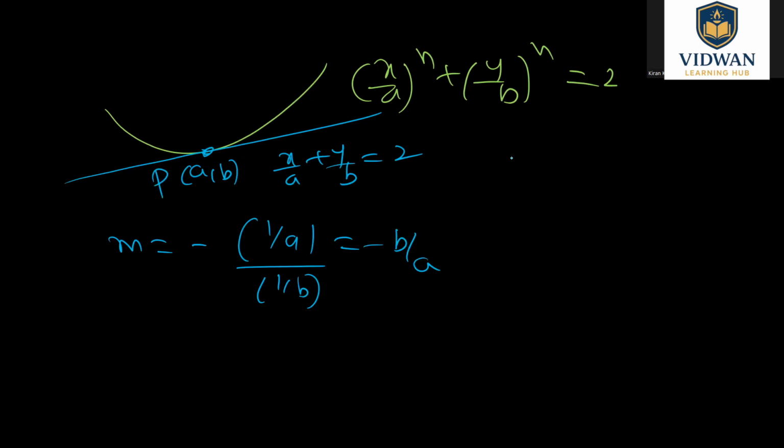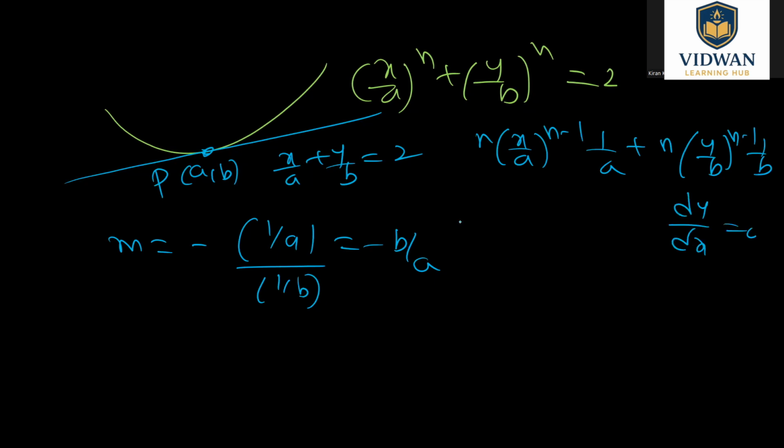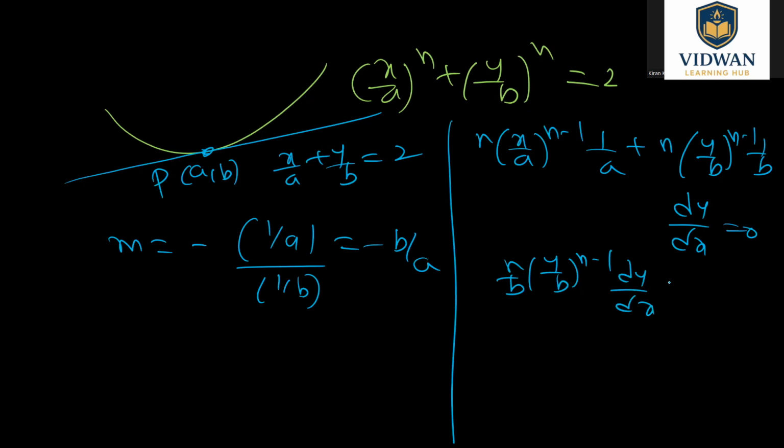So if you differentiate the curve, you get n into x by a power n minus 1 into 1 by a as the derivative for this. Plus the second one's derivative is n into y by b power n minus 1 into 1 by b into dy by dx, equal to, the right hand side is 0. So first find the value of the slope dy by dx from here. So n into y by b power n minus 1 into 1 by b is nothing but n by b into dy by dx equal to, write this x by a term on the RHS, you will get minus n by a into x by a power n minus 1. So from here you find out what is dy by dx.